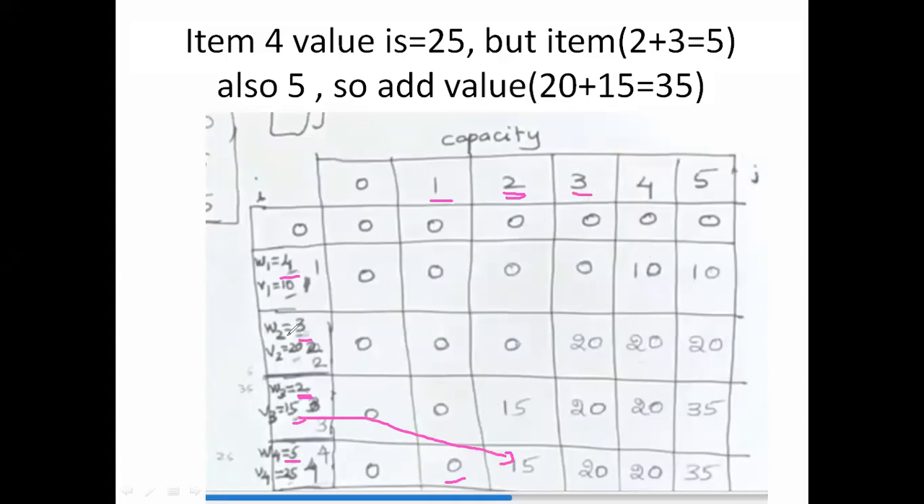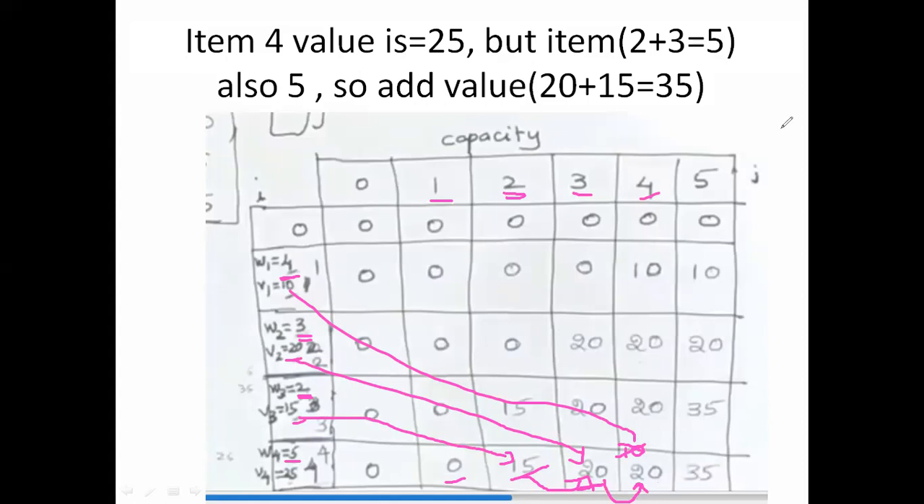For 3 kg capacity, we already have a 3 kg weight. So what is the value? You fill 20 here. Compared to this one, this is the maximum. So no problem. Next you take 4 kg capacity. You have a 4 kg weight. The value is 10, so you would write 10 here, but we need not write 10 because compared to the previous, 10 is the minimum compared to 20. So don't write this one. That time you write the same value here, 20.